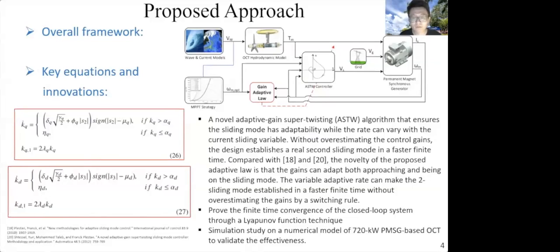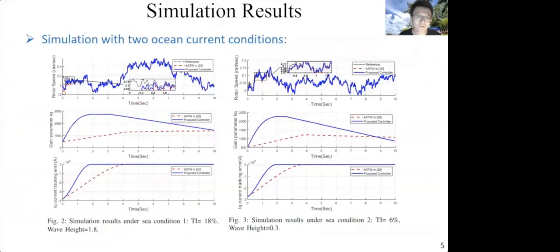We have proved the finite-time convergence of the closed-loop system through a Lyapunov function technique. And we also carried out simulation studies on a numerical model of a 720 kilowatt PMSG-based OCT. The overall framework is shown here, and we can see that we have the wave current models, the OCT hydrodynamic model, and the PMSG model. They are all detailed dynamic models. We have carried out the simulation to validate the effectiveness of the proposed method with two ocean current conditions. The blue shows our proposed method. We can see that we have superior performance compared with the conventional ones.